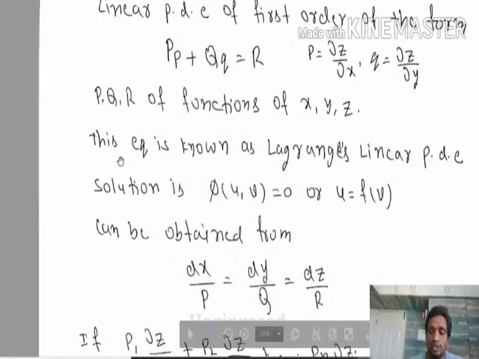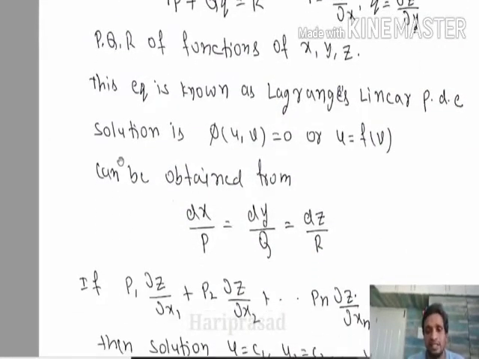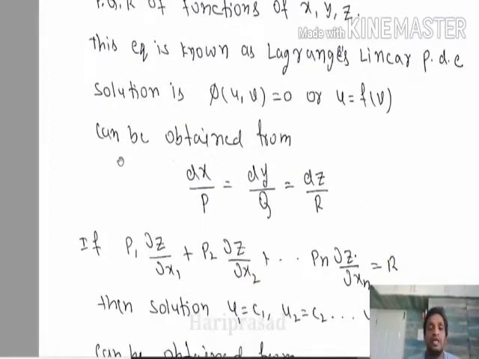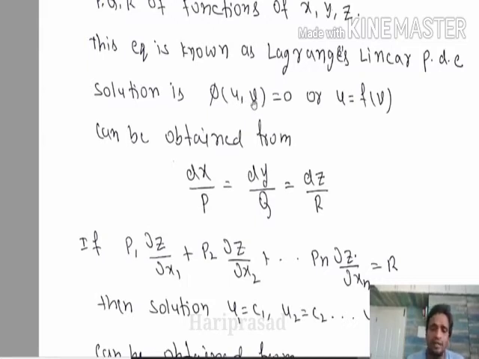This equation is known as Lagrange's linear partial differential equation, and the solution to this equation can be written as phi of u comma v is equal to 0, or u is equal to some function of v. Phi means any function which involves both u and v. And in another way, u may be written as a function of v.